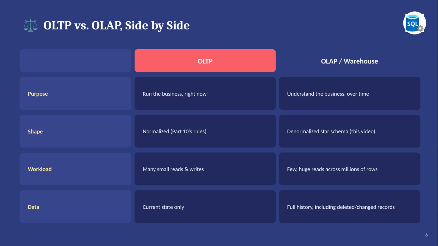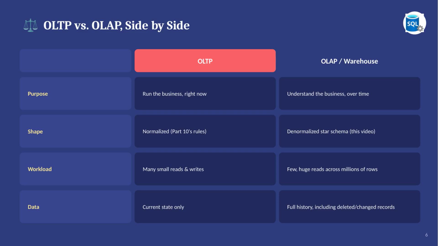Let's put OLTP and OLAP side by side directly, because the contrast is really the whole point of this video. Purpose: OLTP runs the business right now. OLAP, the warehouse, helps you understand the business over time. Shape: OLTP is normalized, following Part 10 rules. OLAP uses a denormalized star schema, which is exactly what the rest of this video is about.